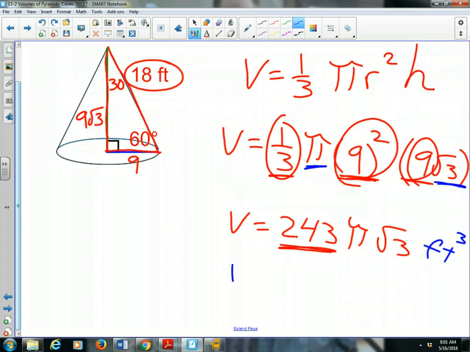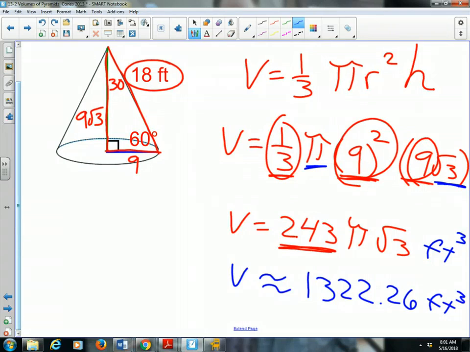And then as always, let's approximate this. So let's take 243 times pi times root 3, and then you would get 1,322.26 cubic feet.